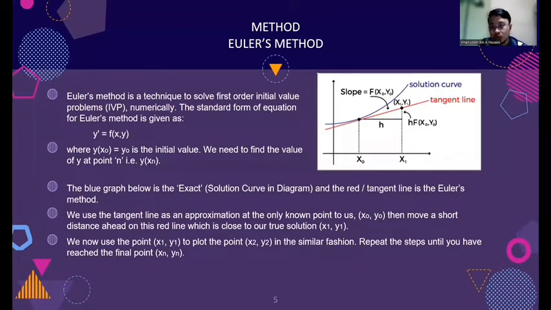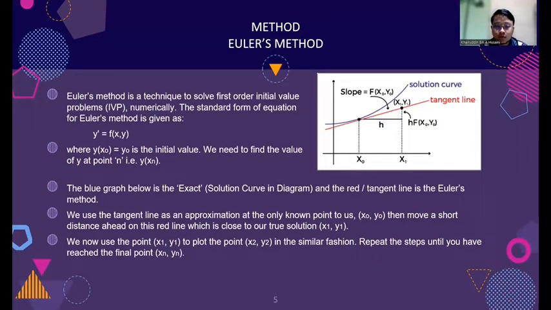In this project, we use two methods. Firstly, Euler's method. Euler's method is a technique to solve a first order initial value problem numerically. The standard form of the equation for Euler's method is given as y prime equal to f(x, y), where y(x0) equal to y0 is the initial value. We need to find the value of y at point n.